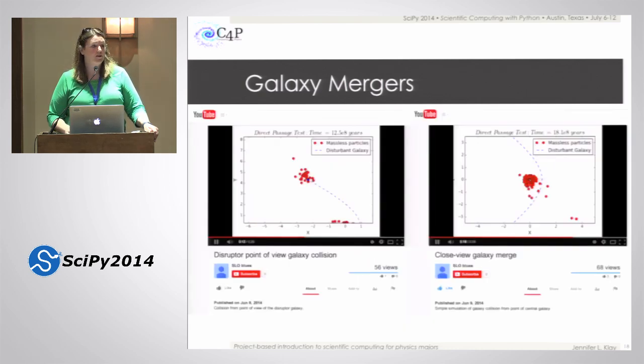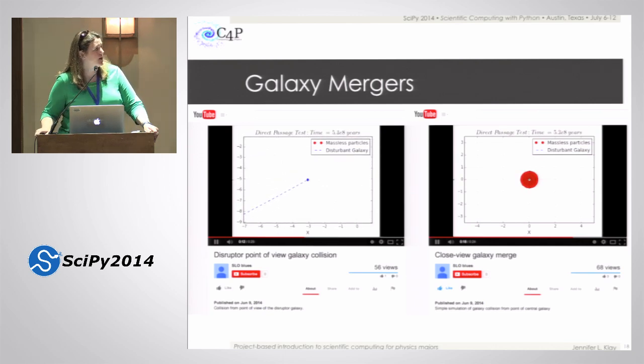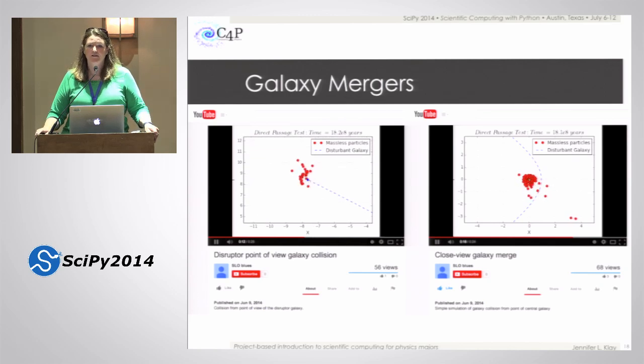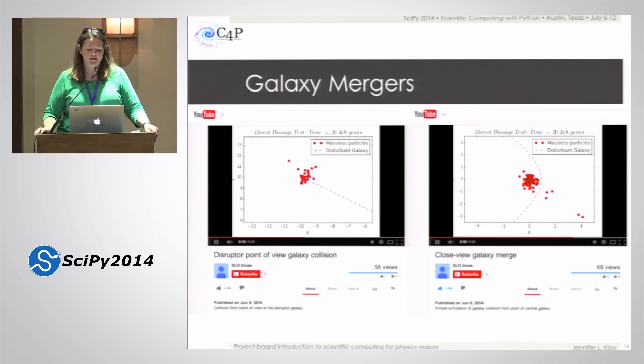And so these are the YouTube videos that one of the students who did this project posted, and we'll run those. You can actually watch from the disruptor's view, that's on the left, and the galaxy view, the main galaxy view, as the disruptor comes in. And you can see the resulting dynamics of the interaction of these two galaxies, and this was all generated by the student.